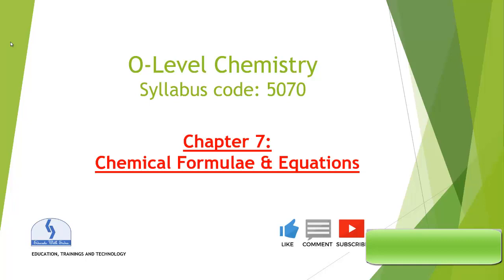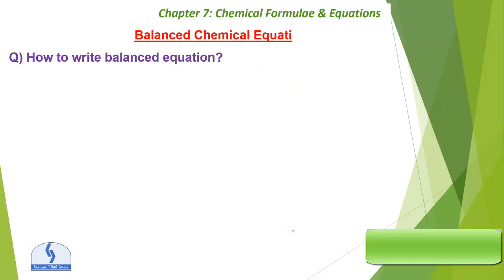In this video, we are doing chapter number 7 of O Levels chemistry, and chapter number 7 is chemical formula and equations. So let's start the video.